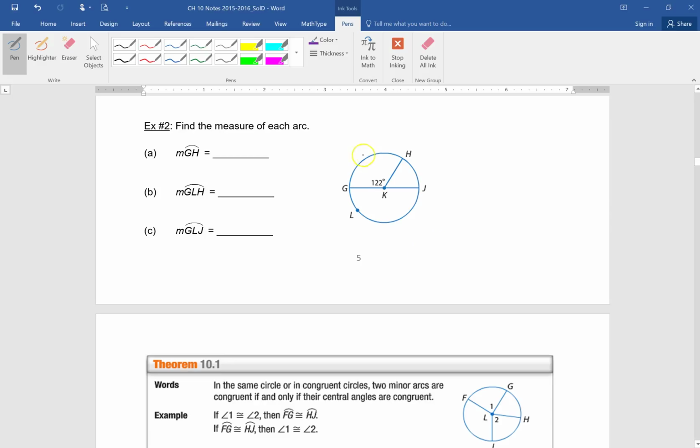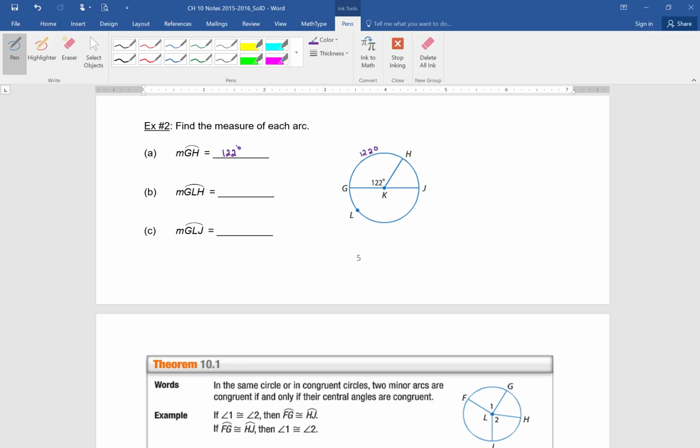This is 122 degrees. I need to find measure of arc GH. That's the first thing that I'm asked for. And that's 122 degrees. Okay? The next one is arc GLH.